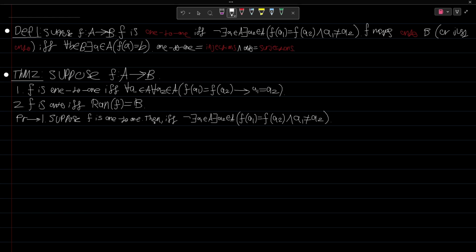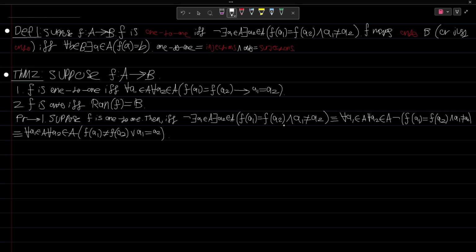Then by definition, this is true if and only if this definition of one-to-one holds. Then, through a series of logical equivalences, we show that this statement is logically equivalent to: for all a1 in A and for all a2 in A, f of a1 is not f of a2, or a1 is equal to a2.